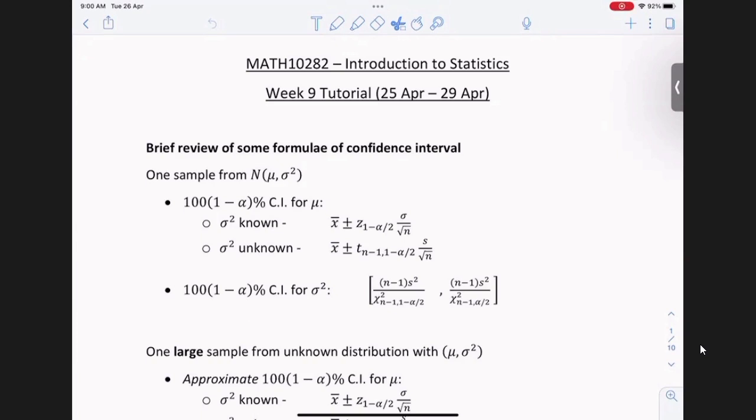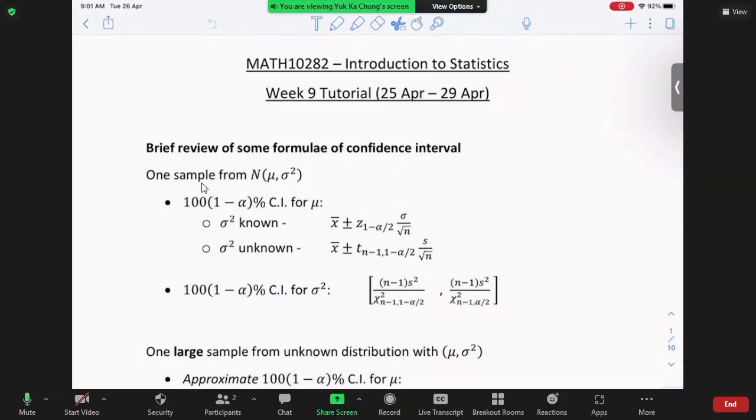Most of the time, when you are given a question asking you to calculate a confidence interval, what you need to do is to identify the correct formula that you can use. Then, once you can identify the correct formula or the approach, the rest will be merely substituting numbers and doing the routine calculations.